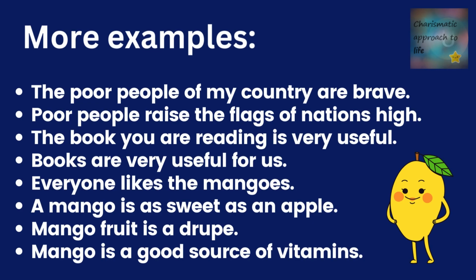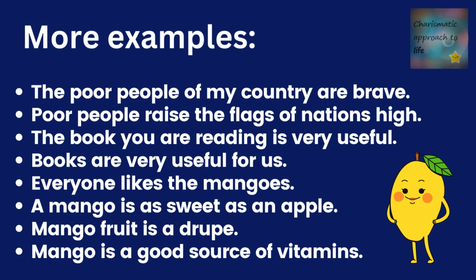Let's consider more examples to understand the concept of articles. In the first two sentences, we are having the same words, poor people. But let's see the first one. The poor people of my country are brave. In the second one, poor people raise the flag of nations high. Now, in the first sentence, the whole class of poor people is considered, whereas in the second sentence, poor people is used as a plural.